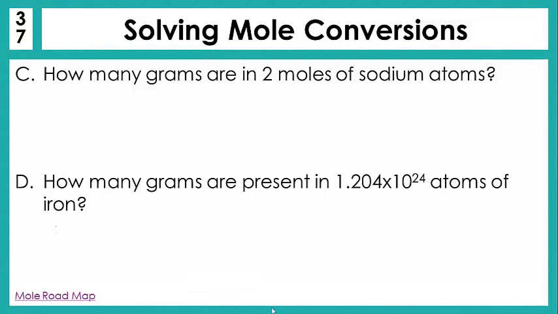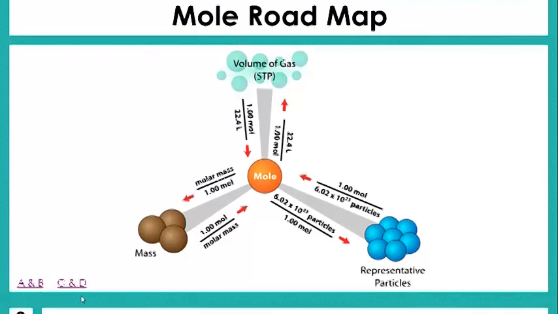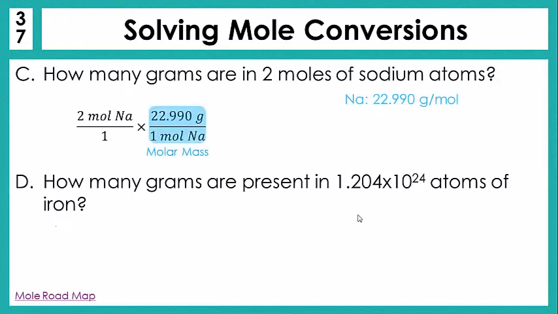Next one, how many grams are there in 2 moles of sodium atoms? So I'm starting with 2 moles and I need to get to grams. So this is just going to be a one-step conversion using molar mass. So I've got 2 moles of sodium. I need to put mole on bottom, and I'm looking for grams. So that's molar mass. The molar mass of sodium is 22.990. So whenever I solve, I get 45.98 grams of sodium.